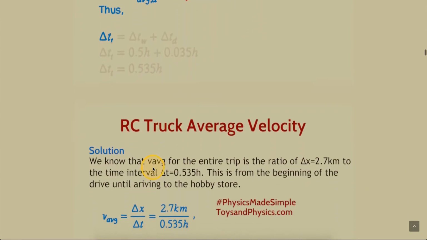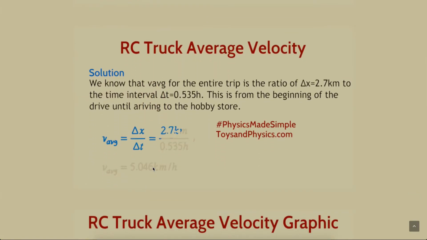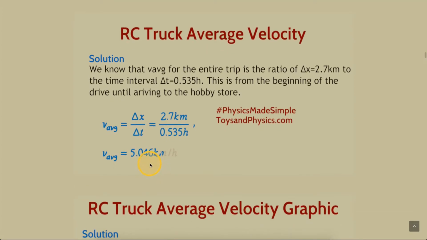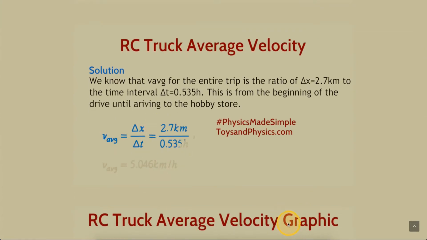Okay. Now we are going to go with the average velocity of the RC truck, and remember that the question asked us to express our answer with a graphic. So first things first, let's do this with the equation with numbers. So we know that the average velocity for the entire trip is the ratio of 2.7 kilometers, because that's the total displacement, to the time interval 0.535 hours. That's the total time interval for the entire trip.